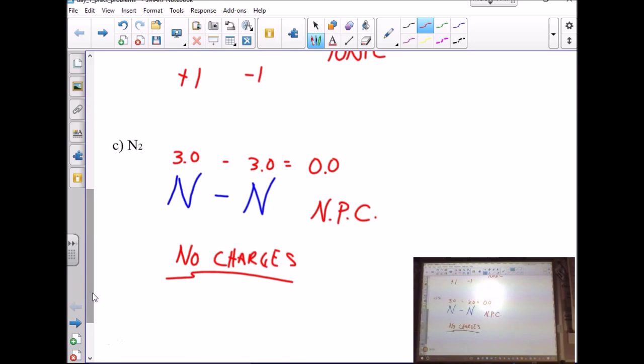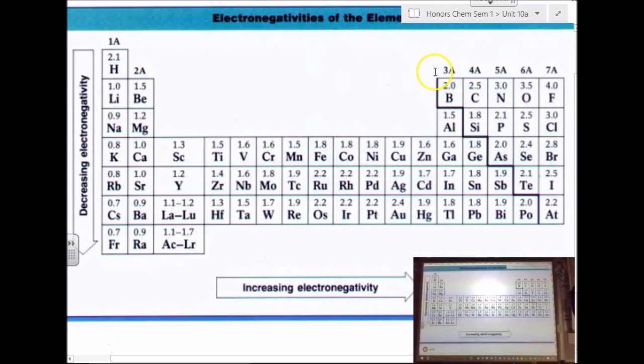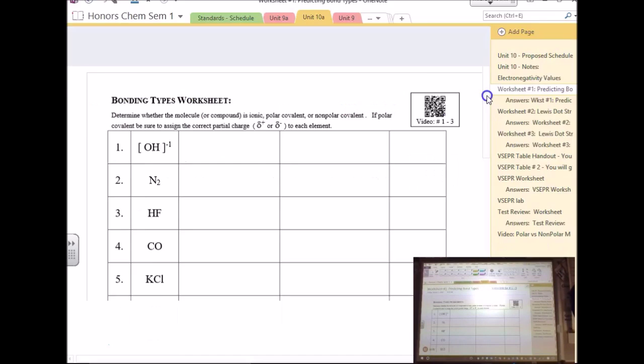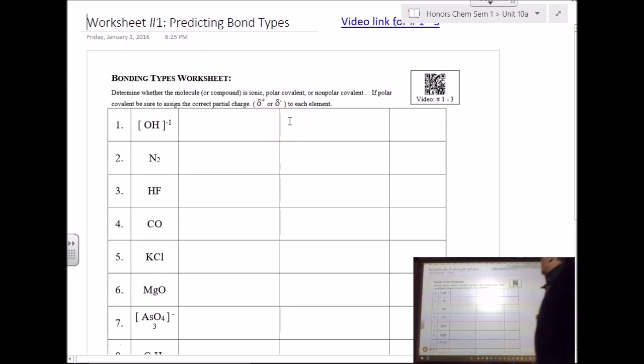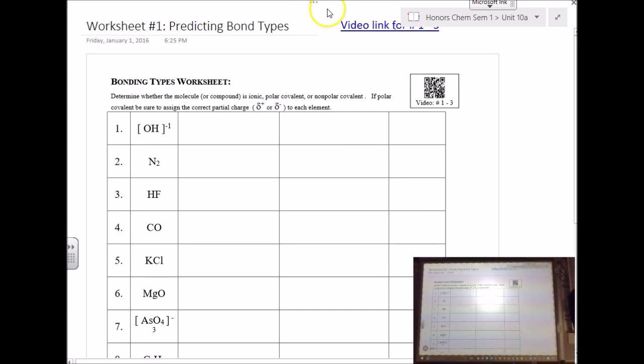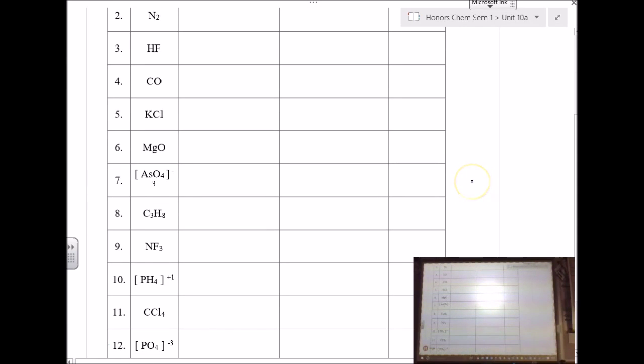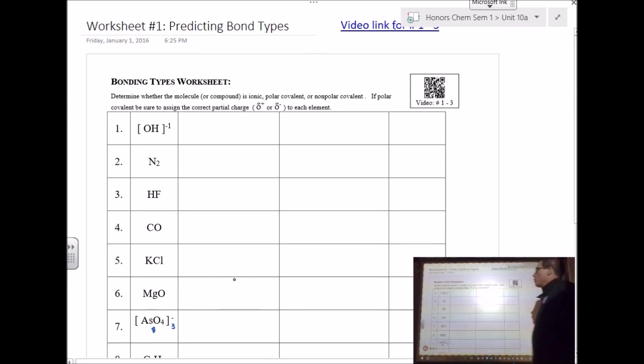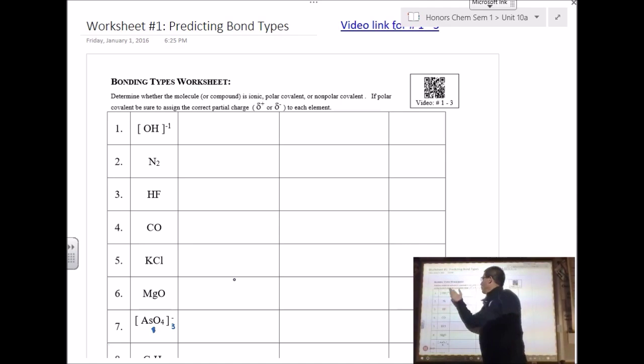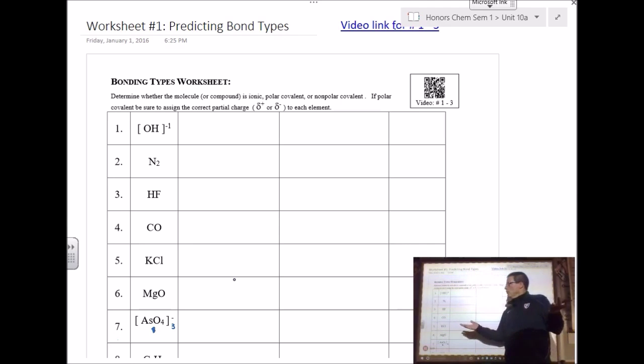All right, let's look at a homework problem. Just to make sure we're all on the same page here. So the homework is this. And let me make it so I can draw on it. Let's look at something ugly, like the arsenate, the AsO4, and then there's that 3 should be here, not there. How's that? Okay. Here's what I want you to do. The instructions say, determine whether the molecule or compound is ionic, polar covalent, non-polar covalent. If polar covalent, be sure to assign the correct partial charge. And what I didn't put on there, if it's ionic, assign it correct charge, so to speak.